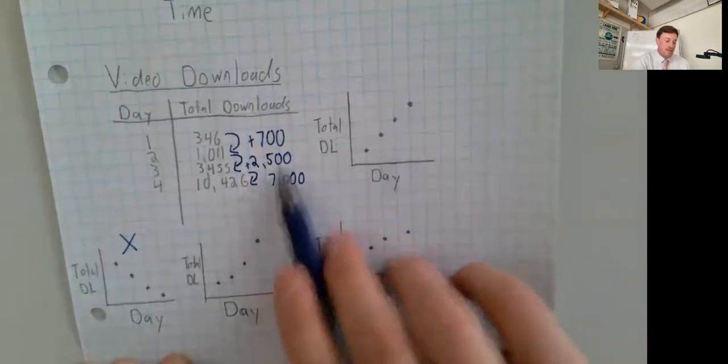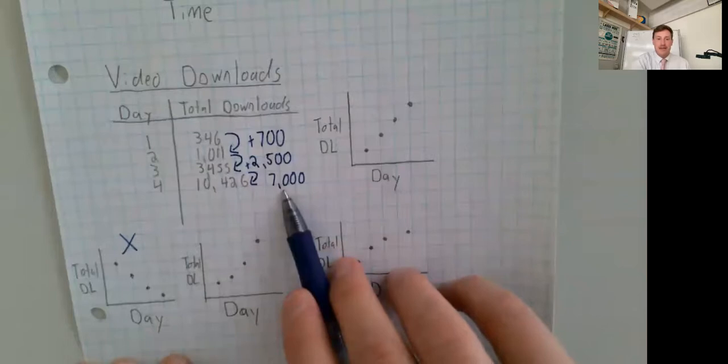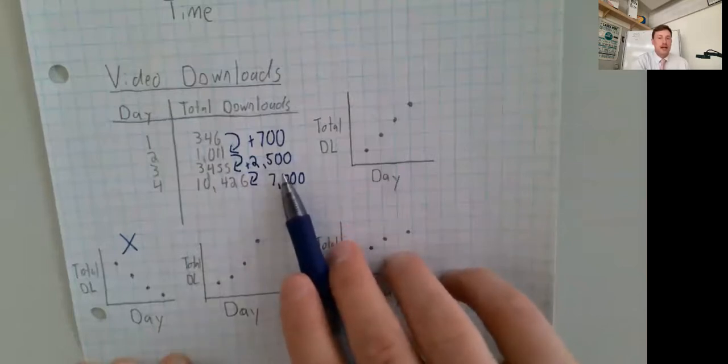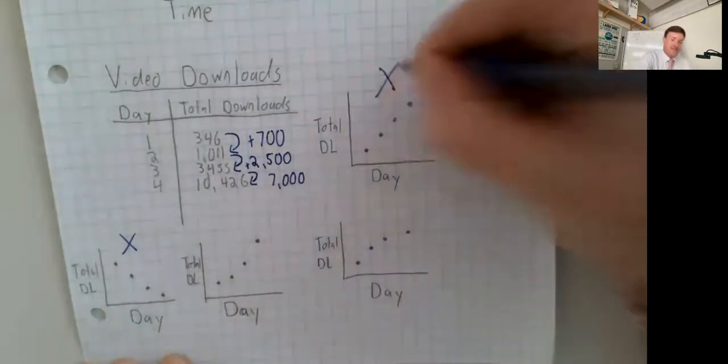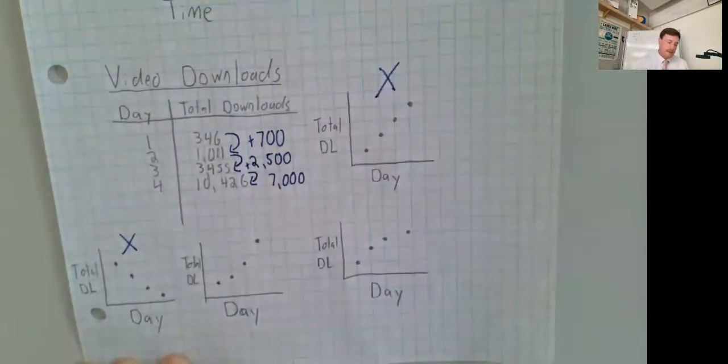But we just established here with the blue ink that that is not the case. It's increasing at a rate that is not constant. So I can tell that this one is not going to work either.